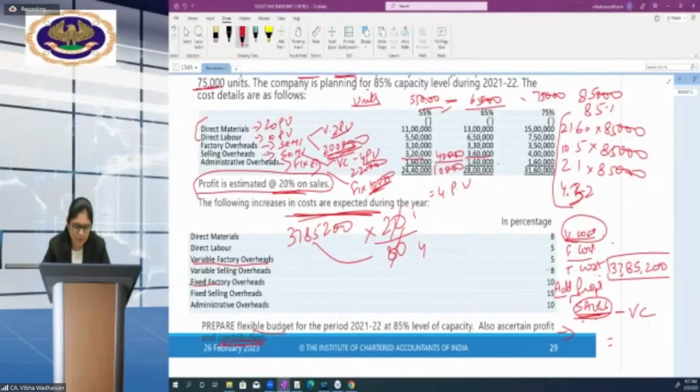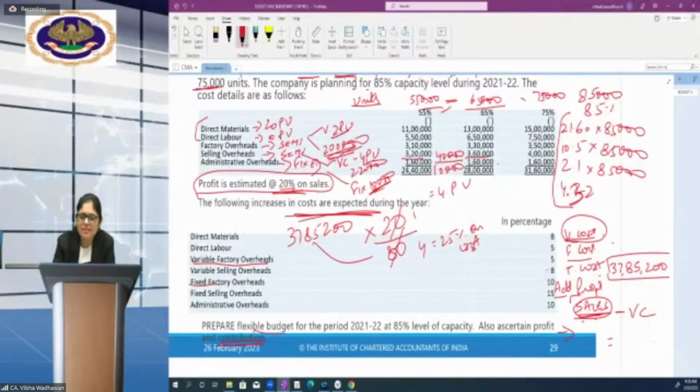So now you will be calculating the profit: 37,85,200 into 20 divided by 80. Can anybody tell me the profit? Okay. So if it's 20% on sales, it has to be 25% on cost. Students, you should be familiar with how to calculate this, because generally profit will be given on sales, but you will be calculating on cost. Most of the questions come like this, so you should be very clear. If it's 20% on sales, it should be 25% on cost.